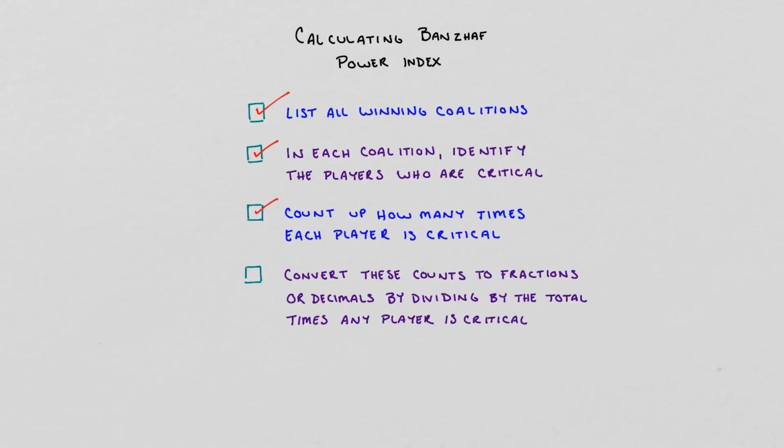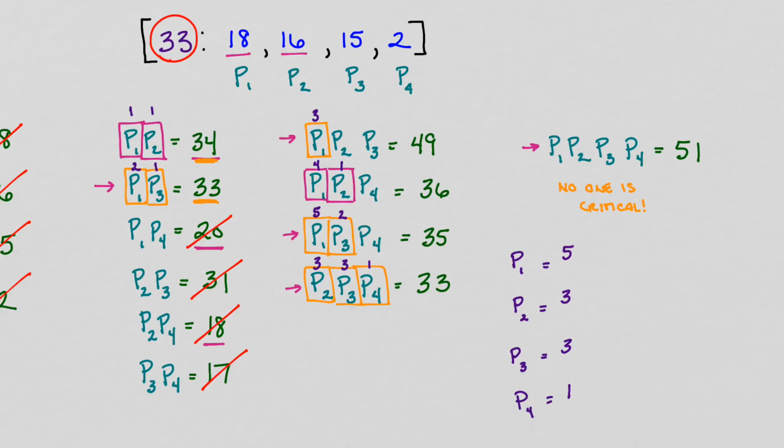So we've taken care of step 3. Our final step is convert these counts to fractions or decimals by dividing by the total times any player is critical. So what this is saying is to go through and just count how many boxes we've created here. So we have 1, 2, 3, 4, 5, 6, 7, 8, 9, 10, 11, 12. So we're going to write these out of 12. And then we would go through here, and if we can reduce the fractions down, then we should go ahead and do that.